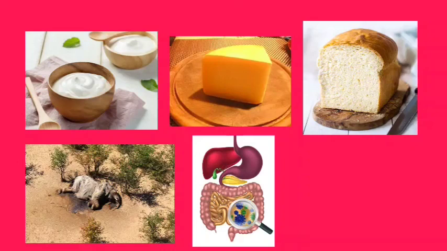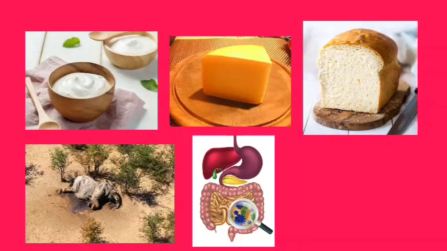When a plant or animal dies, what happens? These microbes will act on those dead plants and animals, and the dead bodies will be converted into nutrients and mixed with the soil. So who is helping with all these processes? Microbes.